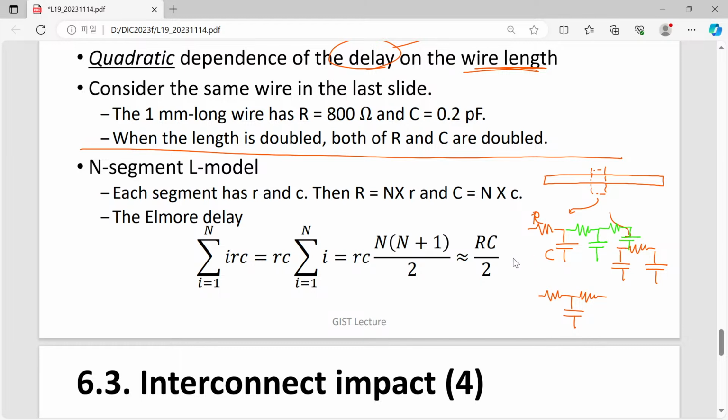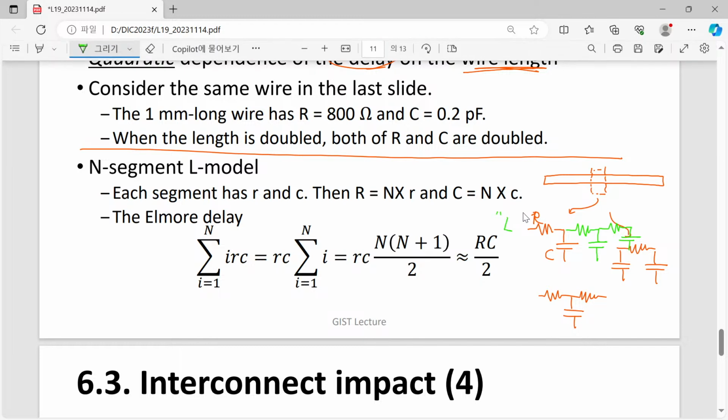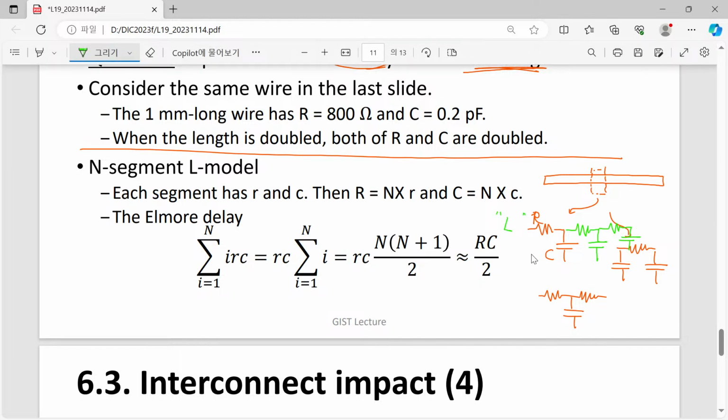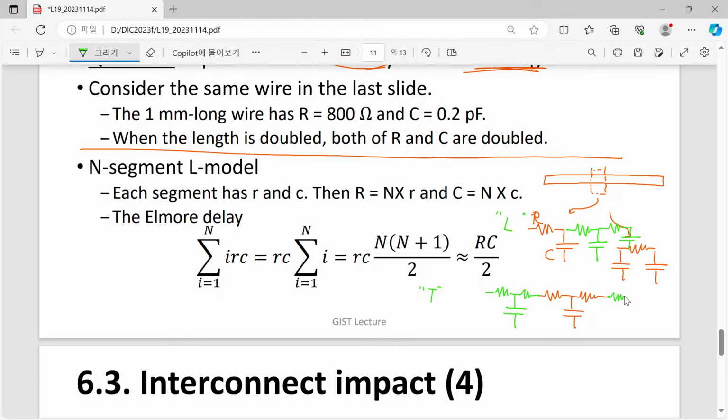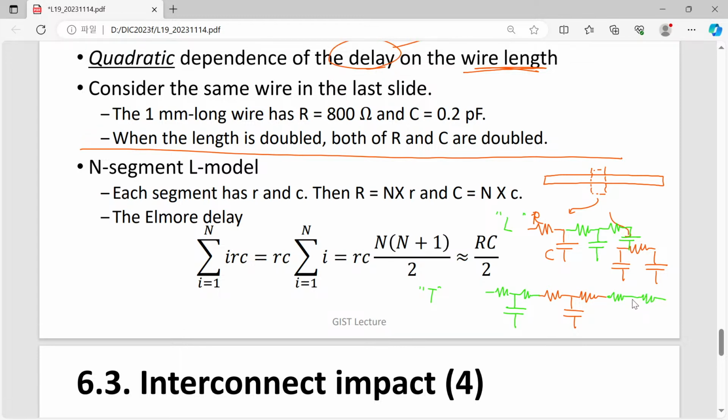Yes, this is the consequence of your L model. Are you with me? Then if you consider your so-called T model, then what will happen? In this case, if you just add this T shape once again, you will have this kind of behavior here. So are you with me?